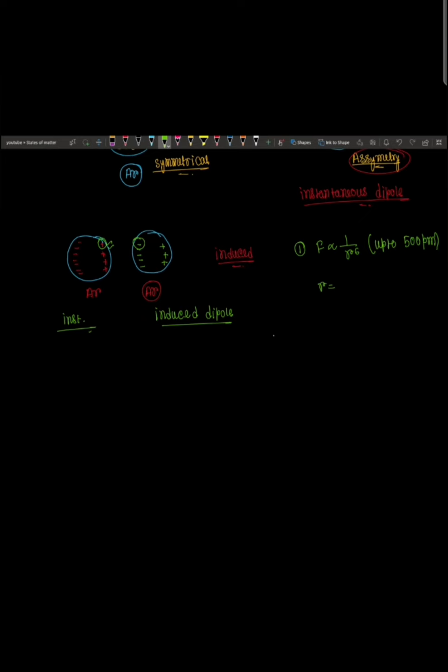Now what is this r? This r is the distance between two nonpolar atoms, or molecules, whatever you say. Because for argon, the atoms and the molecules would have the same symbols, right? So this r is the intermolecular distance.